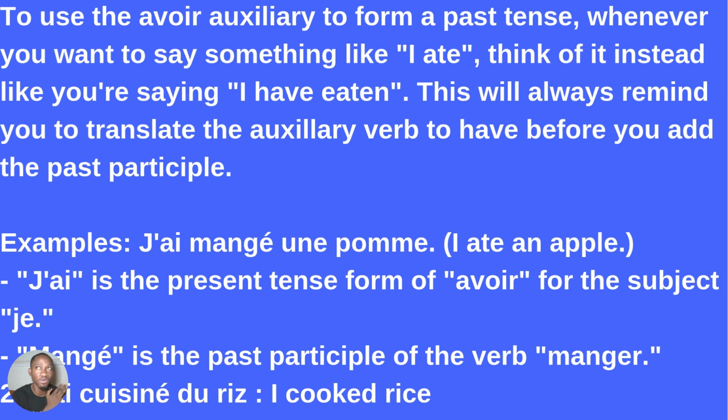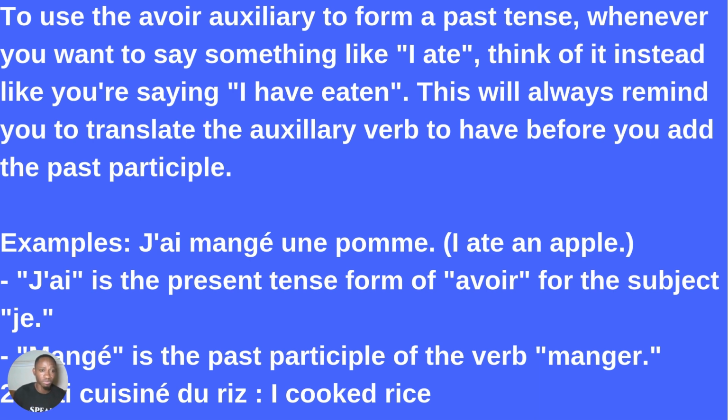For 99% of ER verbs, this is what you need to do. I ate. J'ai mangé. Change the ER to only E, but accent aigu. I played. J'ai joué. I cooked. J'ai cuisiné. The same thing. Just take away the ER, leave the E and change the E to accent aigu. For all ER verbs, literally all.